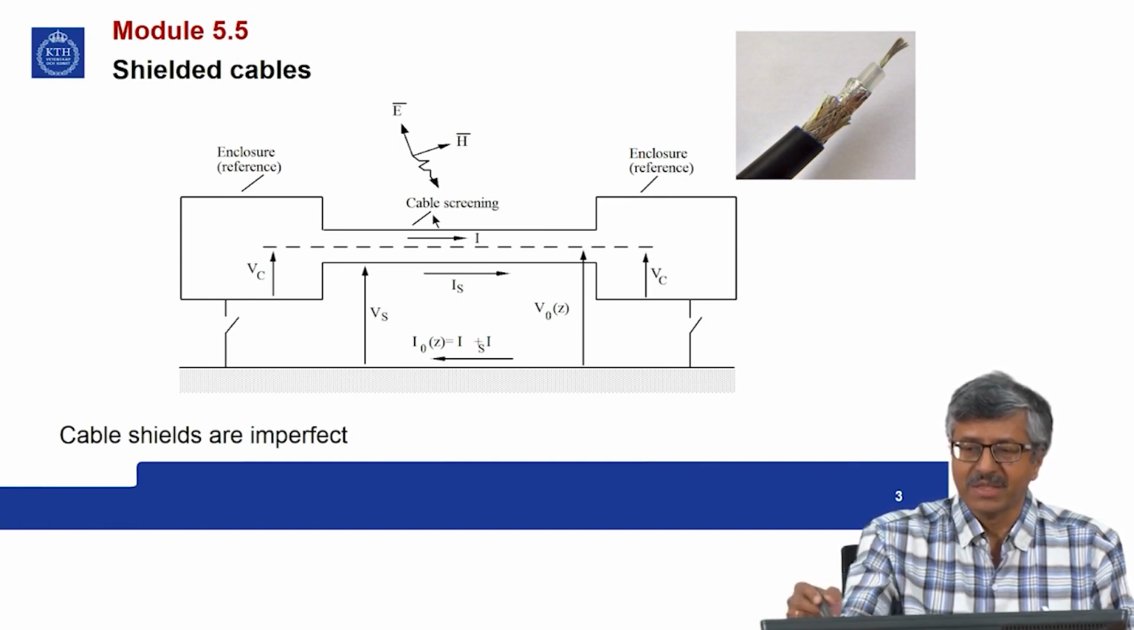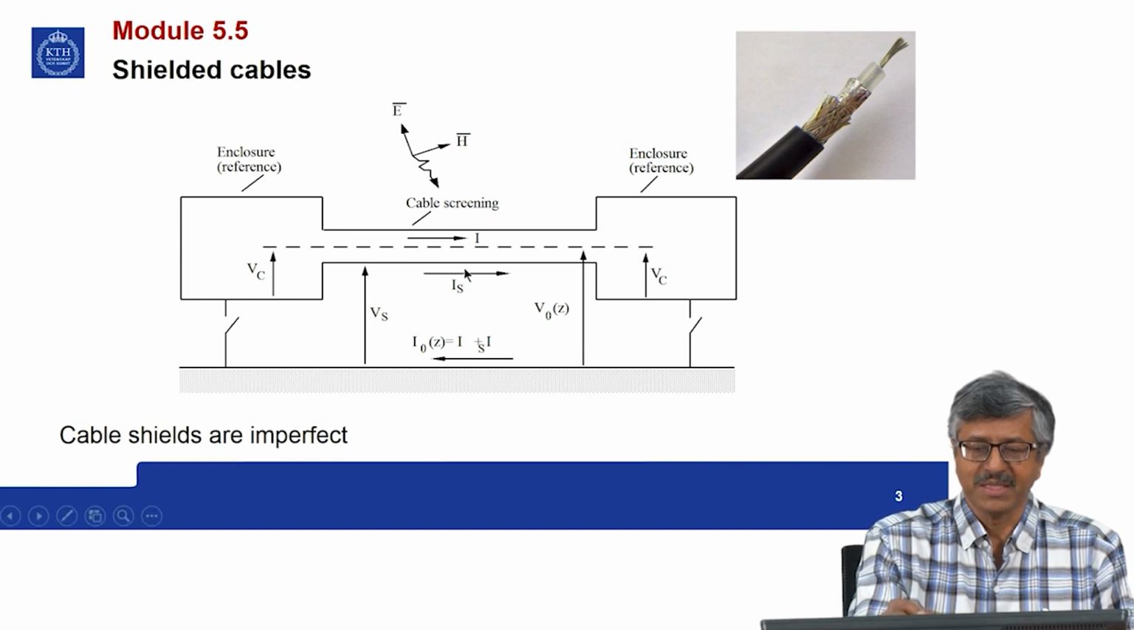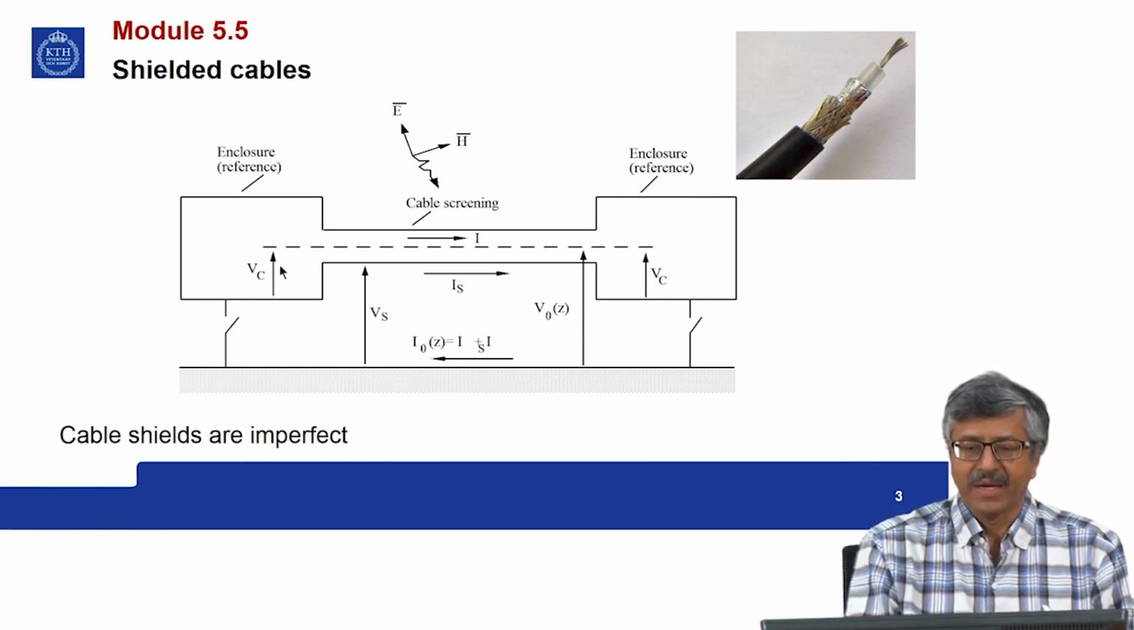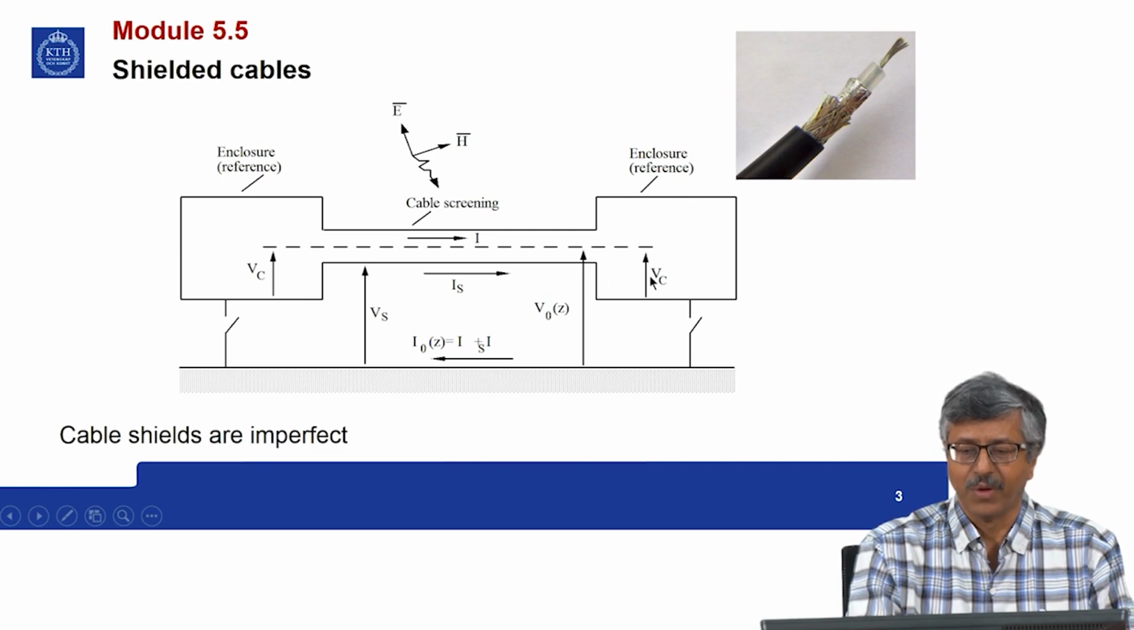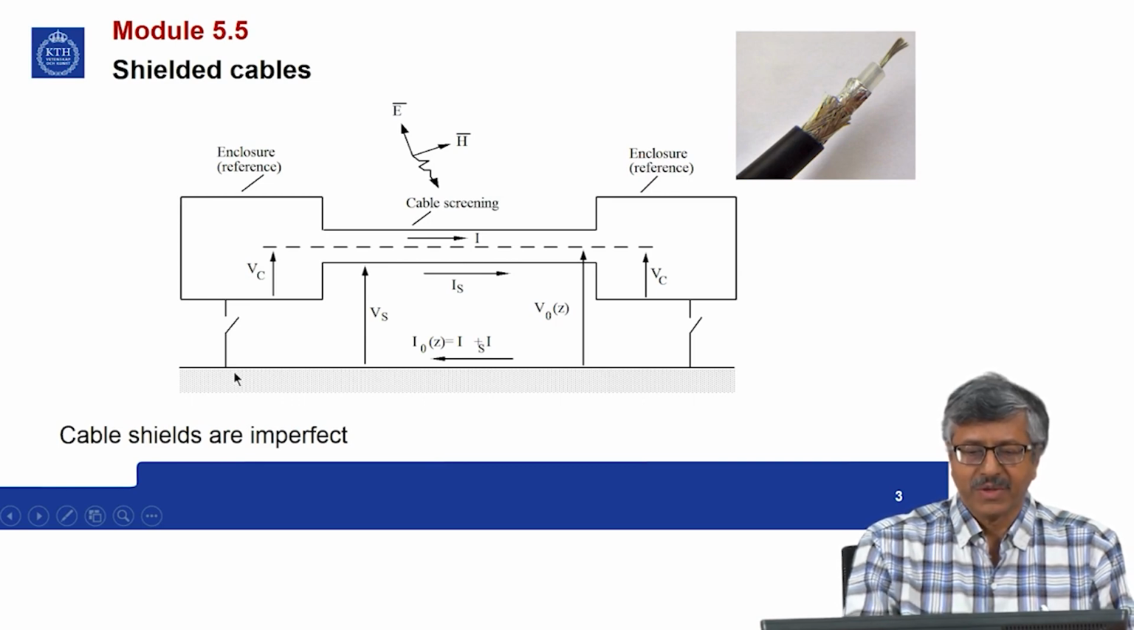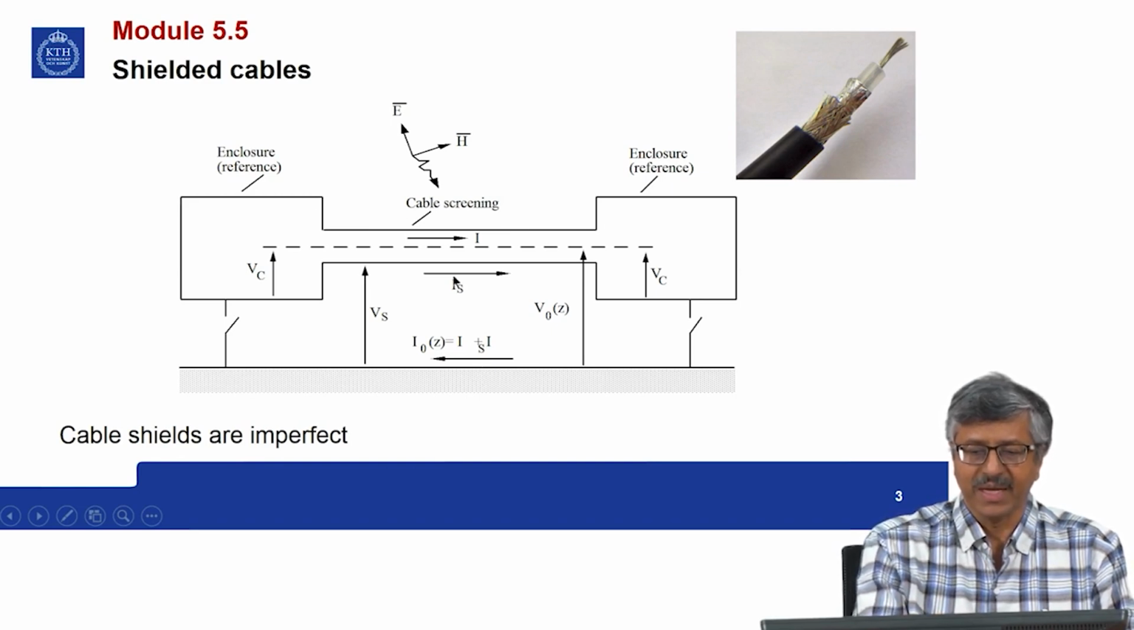But real cables like this will have some leakage, and due to this leakage you will find some voltage at both ends, and this voltage we will try to determine, we will try to model. Now, if both ends are connected to a ground, then it drives certain current along the ground. So, the current on the cable shield is here IS.